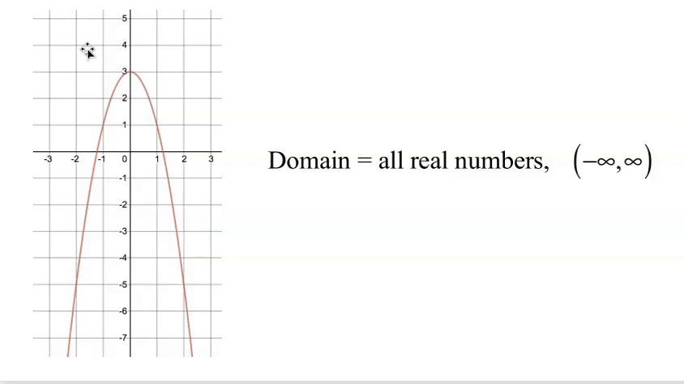So the largest y value I can use here is 3. So my range would be y values that are less than or equal to 3, which in interval notation would give us round bracket negative infinity to 3.